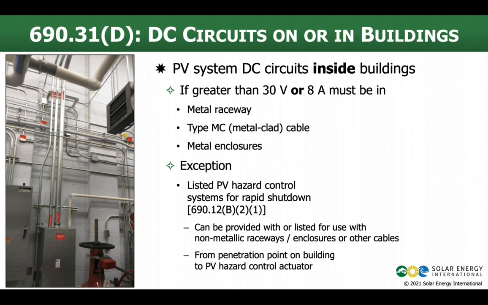Then we can use non-metallic raceways and enclosures that are provided as part of the listed product from the point of penetration to the PV hazard control actuator. This is all rapid shutdown stuff, so I don't want to focus on this too much right now. Just keep in mind that when we talk about a hazard control system, this is an overall listed system that accomplishes rapid shutdown, and it does it in a way that allows us to say, hey, we can use these other listed parts and pieces with it. Other times when we install rapid shutdown, we are putting together different parts and pieces from different manufacturers. In that case, yeah, those DC circuits inside the building are going to have to be in metal.